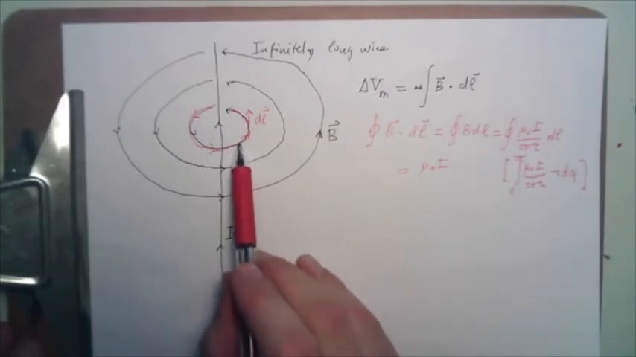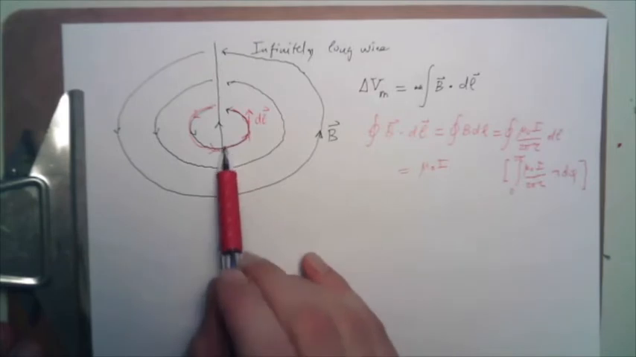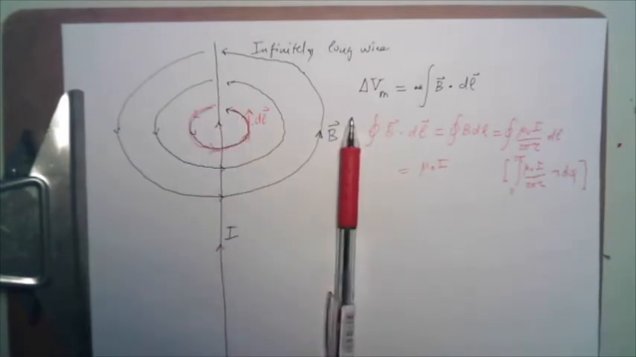Now let's talk about what happens if we change this radius. Whenever we change the radius, as long as this path is in the direction of the magnetic field lines, we can be sure that the outcome of this line integral is always going to be mu naught times I.